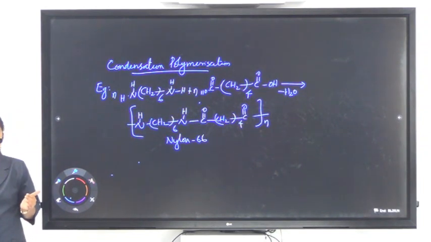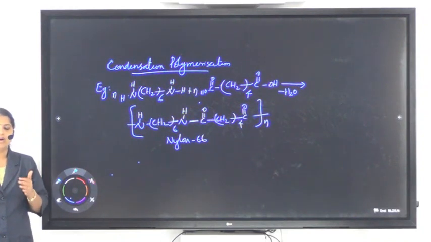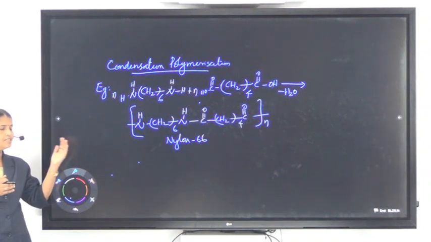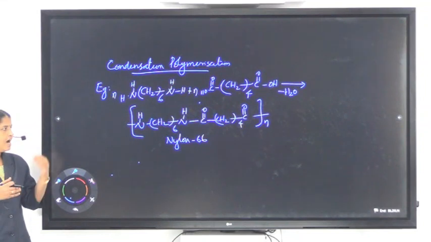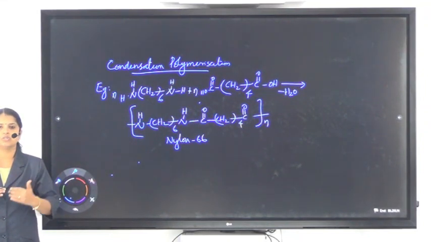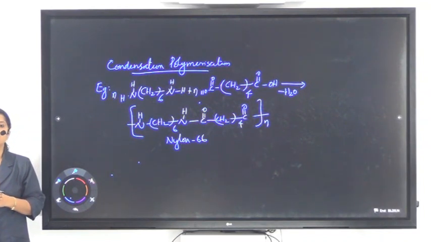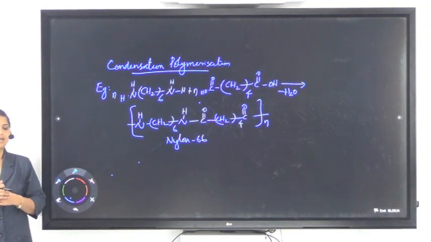In addition polymerization, the polymerization takes place in monomers that contain unsaturated sites, whereas condensation polymerization takes place between different monomers that contain active groups or polar groups. Addition polymerization always takes place without elimination of simple molecules, but condensation polymerization takes place with the elimination of simple molecules like water, ammonia, HCl, etc.